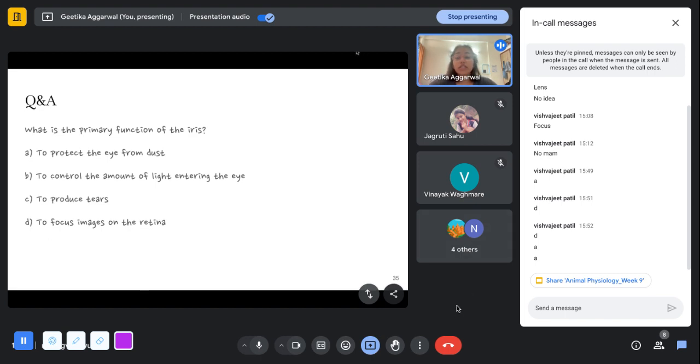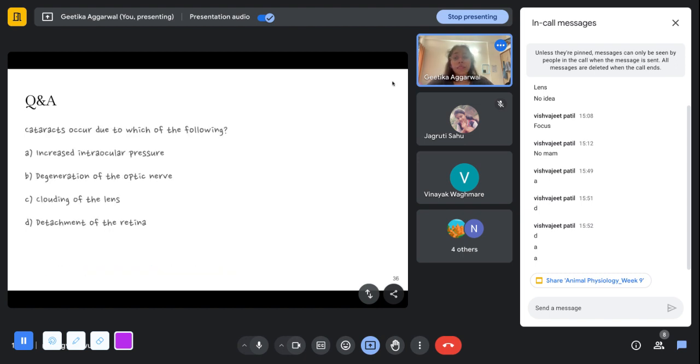What is the primary function of the iris? So, what does the iris do? Does it protect the eye from dust? Does it control the amount of light entering the eye? Does it produce tears? Or is it to focus images on the retina? Option D. Correct. So, the correct answer is that it actually controls the circumference of the pupil, and therefore it controls the amount of light that is entering into the eye.